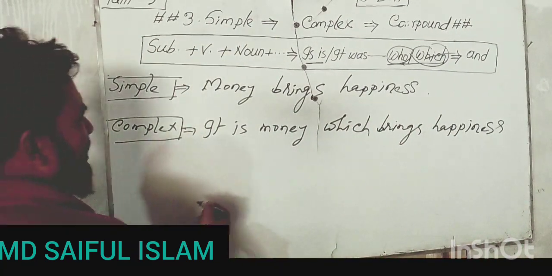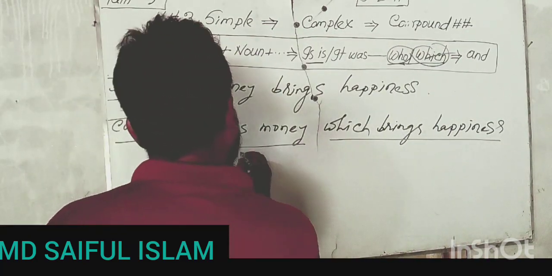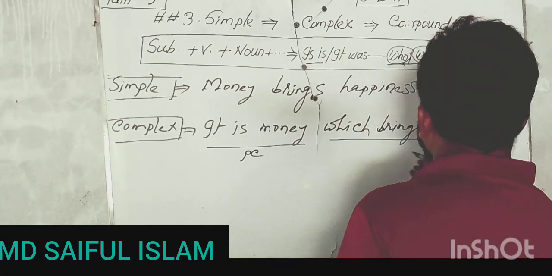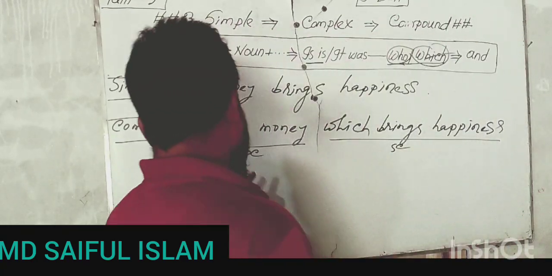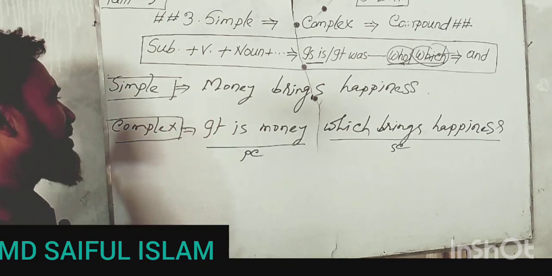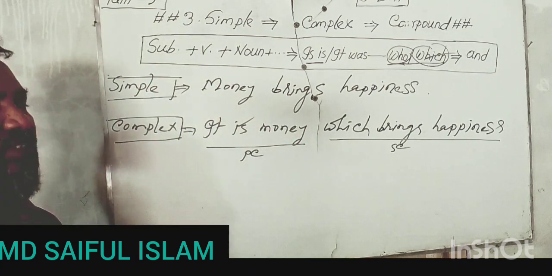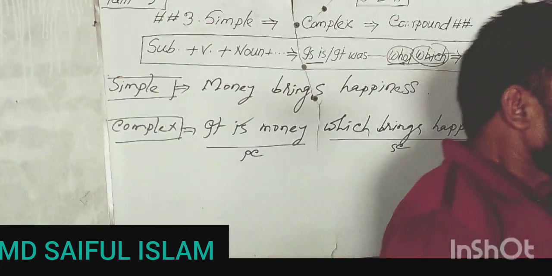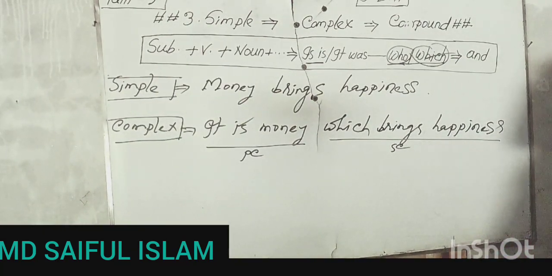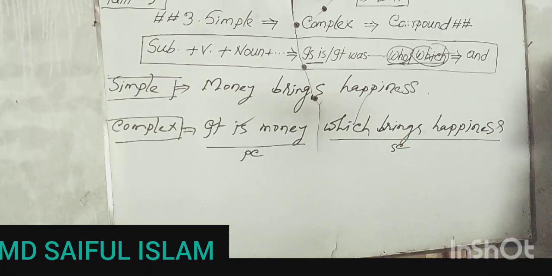Try to select the clauses. It is money which brings happiness. It is money, of course, principal clause, and which brings happiness, of course, subordinate clause. It's of course principal clause, because this part possesses one subject and one finite verb. According to the definition of principal clause, if any sentence possesses one subject and one finite verb, of course, principal clause. And the other part, of course, subordinate clause, because this statement starts with a subordinate marker. Hope that you have understood clearly.